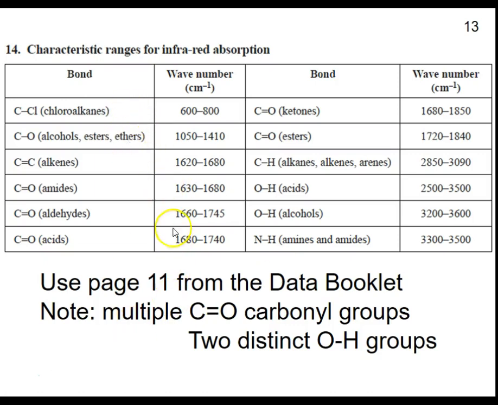So you need to look in your data booklet at the type of bonds and the wave numbers where the frequency of light, the wavelengths, is being absorbed. You notice that there are quite a lot of carbonyl groups. There's 1, 2, 3, 4, 5 carbonyl groups. Depending on what's going on around them, they all absorb at slightly different wave numbers. And there are 2 hydroxyl groups, acids and alcohols, and they absorb at slightly different wave numbers as well.